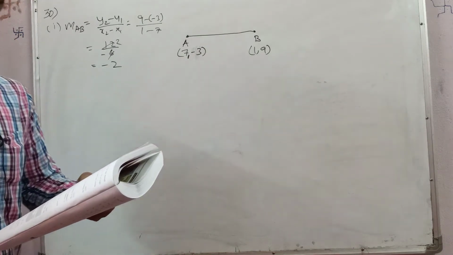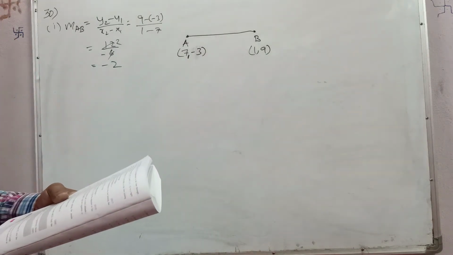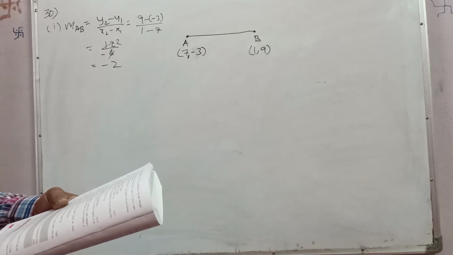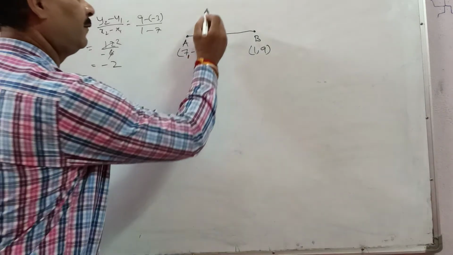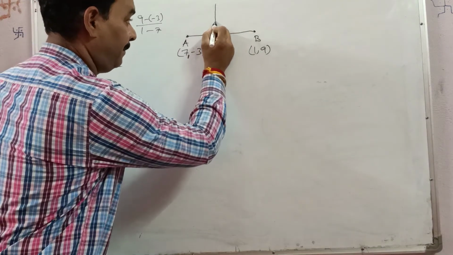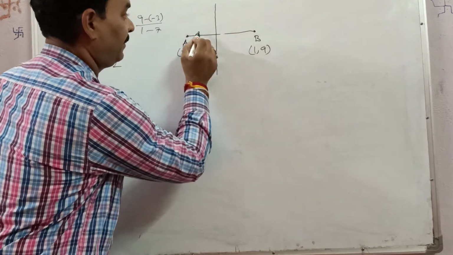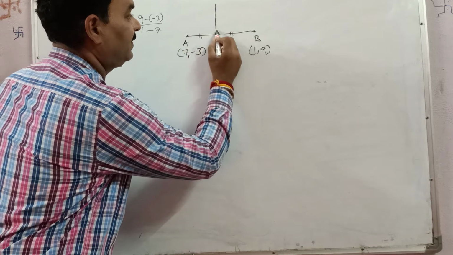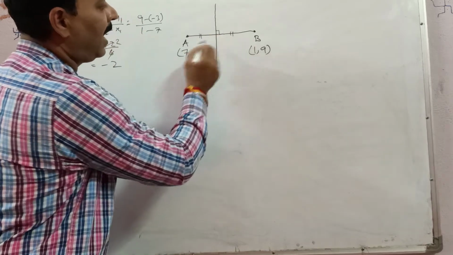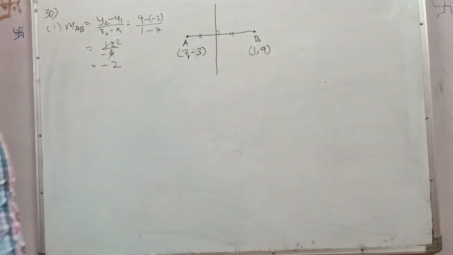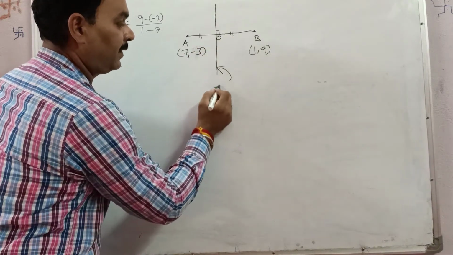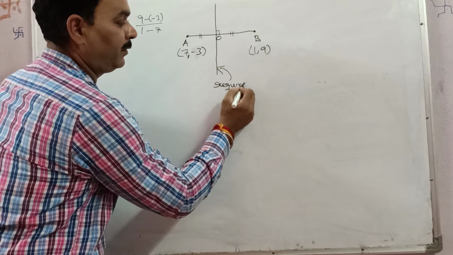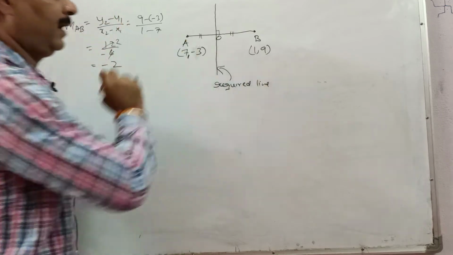Next, the equation of the perpendicular bisector of the line segment AB. Now we need to find the equation of a perpendicular bisector. Perpendicular bisector means it is perpendicular to AB and also bisects it. So this is our required line, and we need to find the equation of this line.